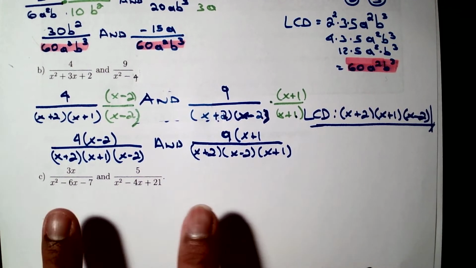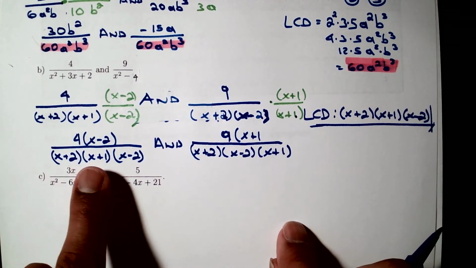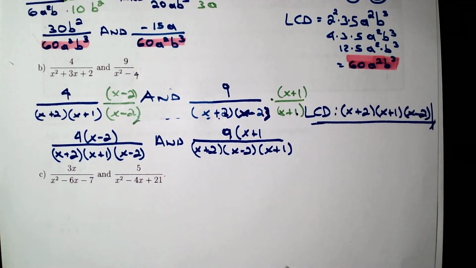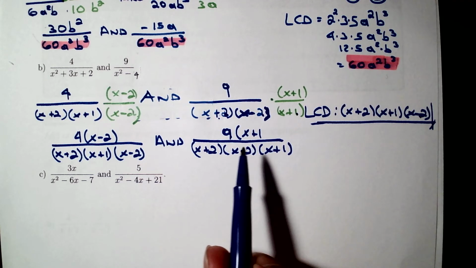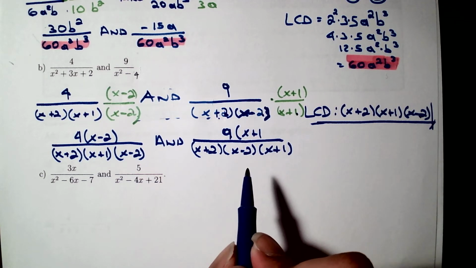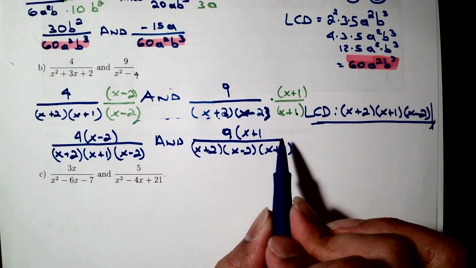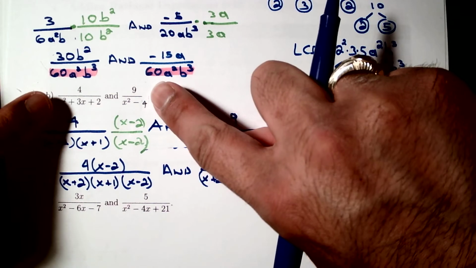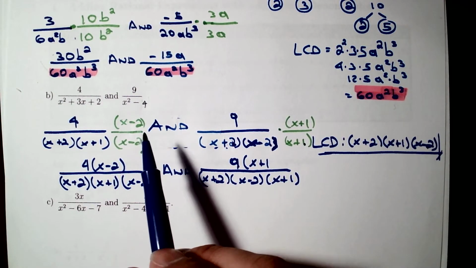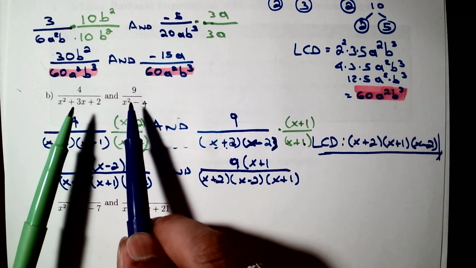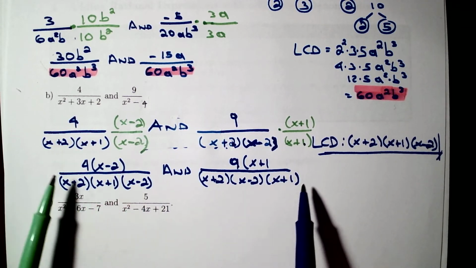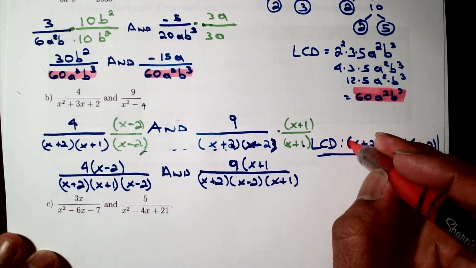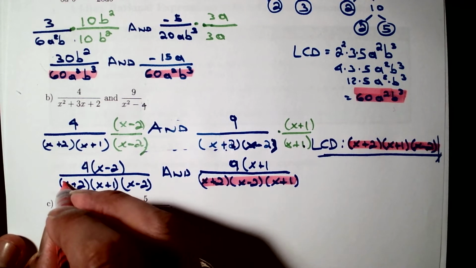I know what you're thinking. In this case I have x plus 1, x plus 2, x plus 1, x minus 2, and here I have them in reverse order. But keep in mind that multiplication is commutative, so like 3 times 2 and 2 times 3, it's the same thing. So same with algebraic expressions. So now what did we do? We transformed these two given expressions right here. We wrote them in an equivalent version that have an LCD, which is this one right here.